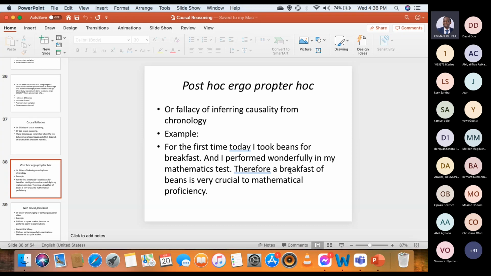So concluding that just because something occurred before another thing makes it the cause of that thing is a fallacy. That's what we call the post hoc ergo propter hoc. You don't just say that something caused something just because it happened before it.